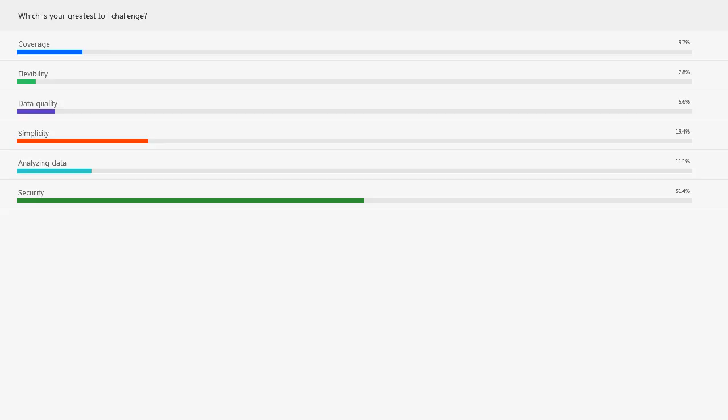So simplicity is clearly something of great interest, and coverage as well. I think analyzing the data is an area that's increasing in importance. I think that people are just getting to grips with getting more data from their solutions and then looking for ways of gaining value from that. So I would expect that one will rise, in fact, over the next few years.